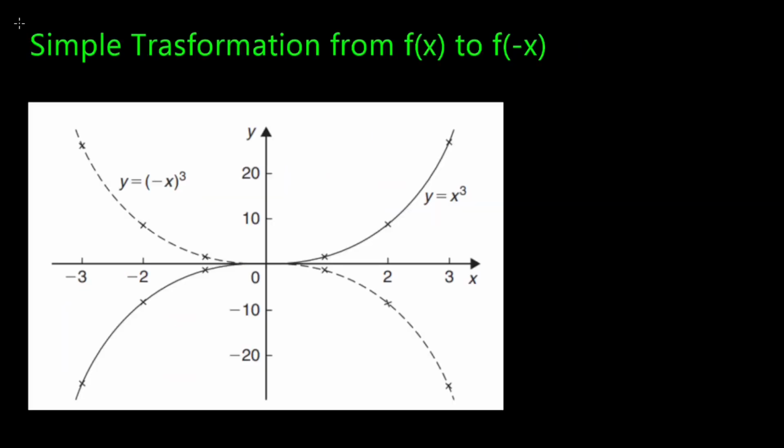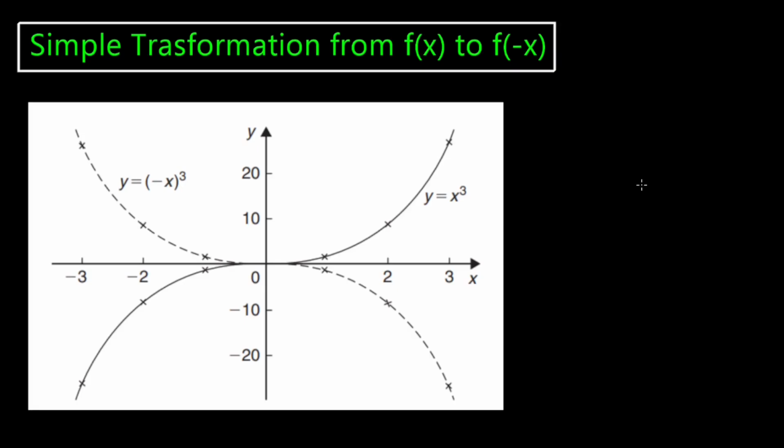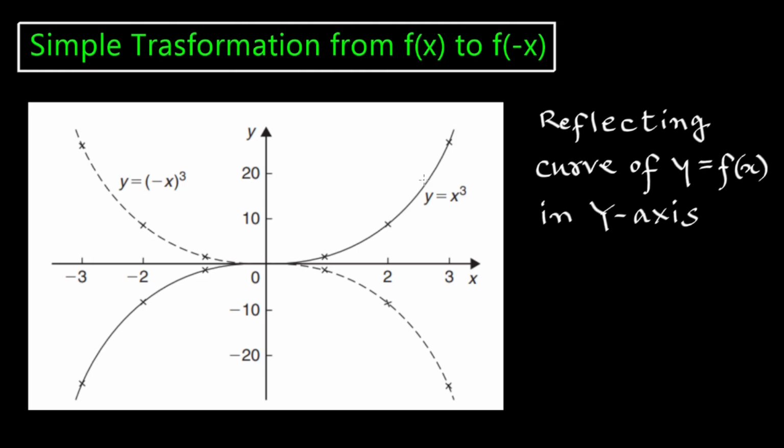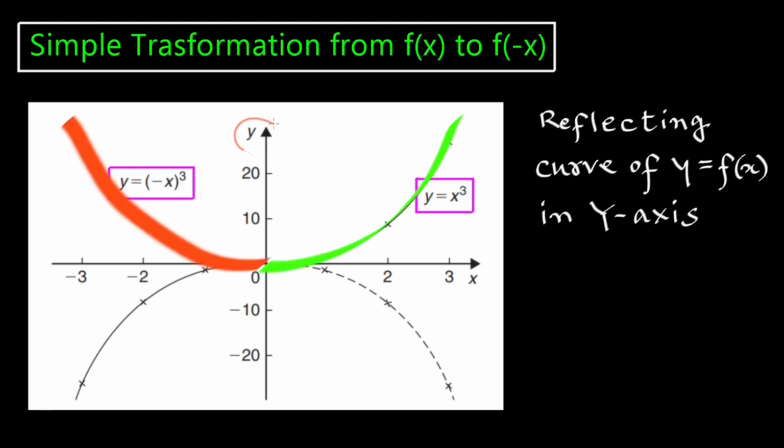Simple transformation from f(x) to f(-x) is obtained by reflecting the curve of y = f(x) in the y-axis. So here reflection of the curve y = x³ to y = -x³ is obtained by getting a reflection of this part of the curve here in the y-axis and reflection of this part of the curve in the y-axis here.